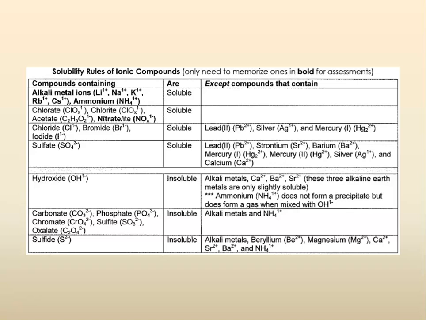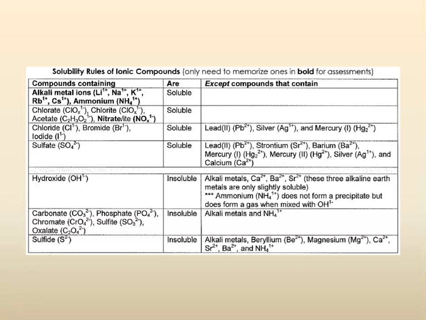We also see that happen with our chlorates. That could be a perchlorate or a chlorate. Our chlorites, chlorite or hypochlorite. Our acetates, as well as our nitrates and nitrites. But when we get into the chlorides and the bromides and the iodides, we see that there are 3 metals that, when chloride, bromide, or iodide is paired with them, are not capable of remaining in solution, and they would form precipitates. Those that combine with lead 2, silver, or mercury 1.